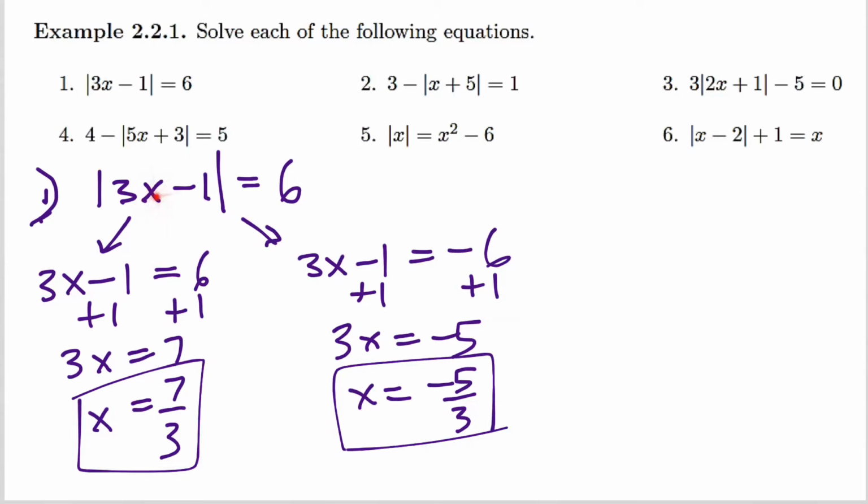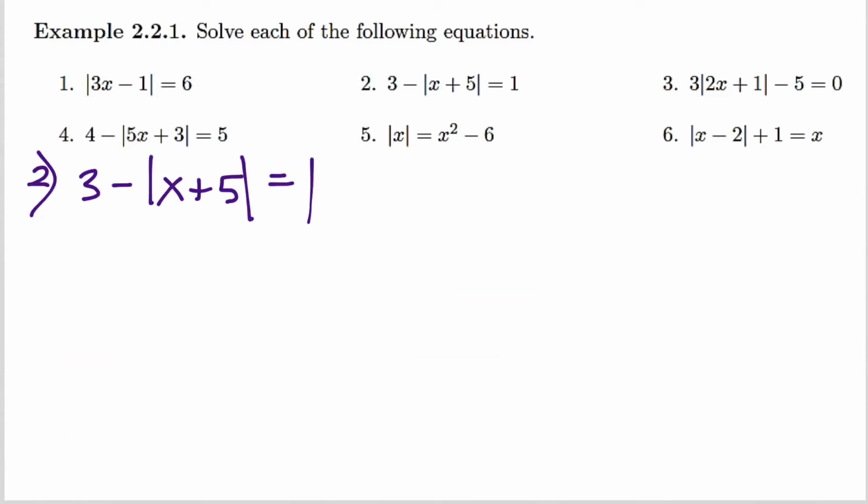If I put 7/3 back in here for x, I'm going to get 3 times 7/3, that's 7. 7 minus 1 is 6. The absolute value of 6 is 6, so that one works. If I put negative 5/3 in, I'm going to get 3 times negative 5/3 is negative 5. Negative 5 minus 1 is negative 6. The absolute value of negative 6 is 6, so that works as well. So we have two true x values that make this statement true. Two solutions.